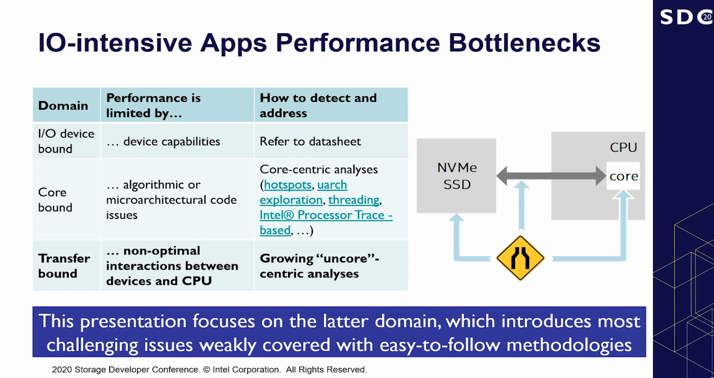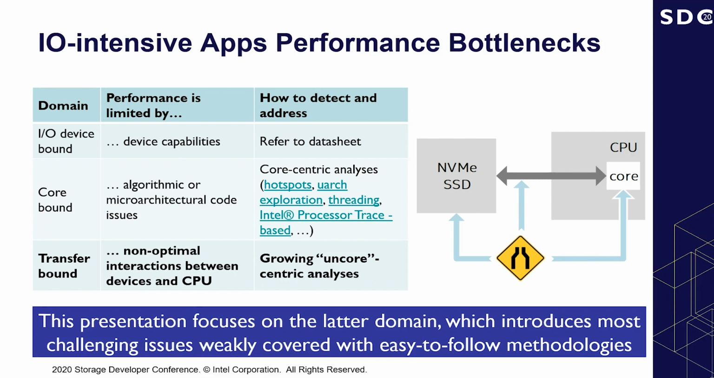The second domain covers core-bound cases. This is when the performance is limited because a core underutilizes the device due to some algorithmic or microarchitectural inefficiencies. This case is very well covered with various core-centric analysis, from hotspots to microarchitectural exploration and Intel Processor Trace-based analysis.